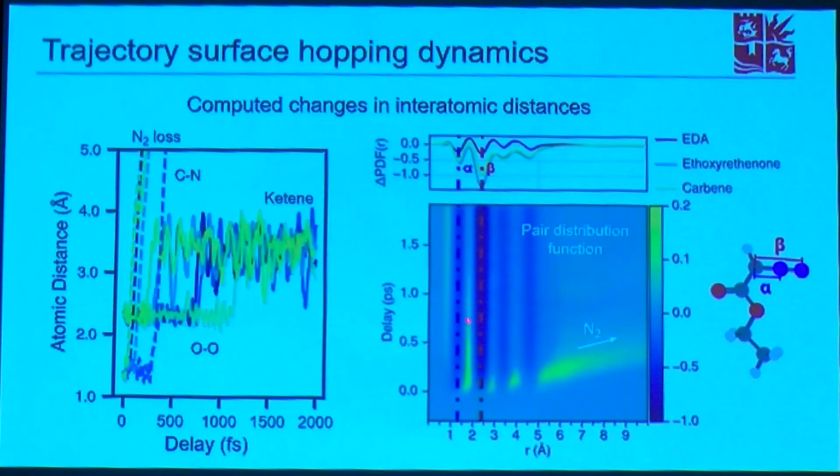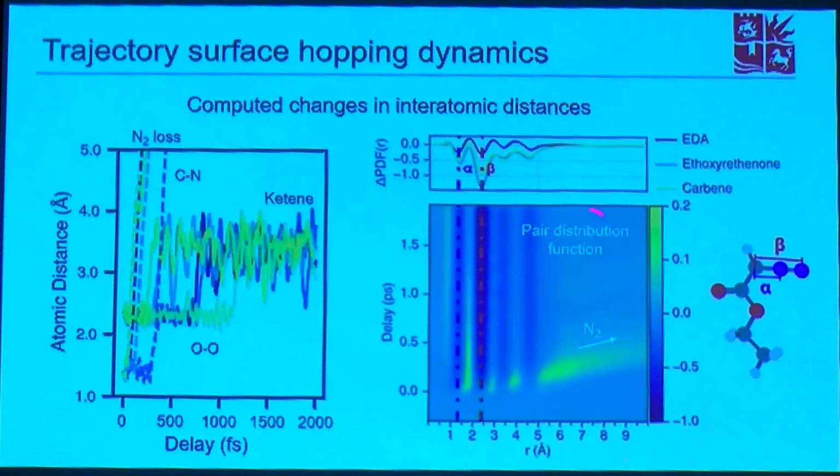This is then the calculation of the pairwise distribution function for atomic separations from these trajectory simulations. And you can see various features in here, like the loss of the N2 is this light feature down here. And these blue features are depletion of two carbon-nitrogen distances. So these are the loss of this carbon-nitrogen distance and then the second carbon-nitrogen distance.